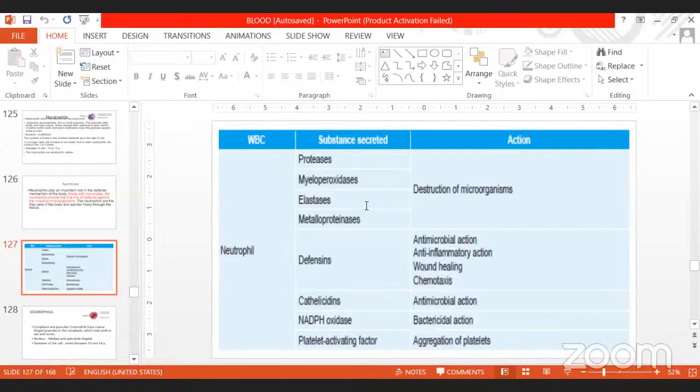And cathelicidins, which have an antimicrobial action, NADPH oxidases, which show a bactericidal action, and platelet activating factor, which aggravates the platelets, so the aggregation of the platelets. So these are the substances which are produced from or secreted from the neutrophils.